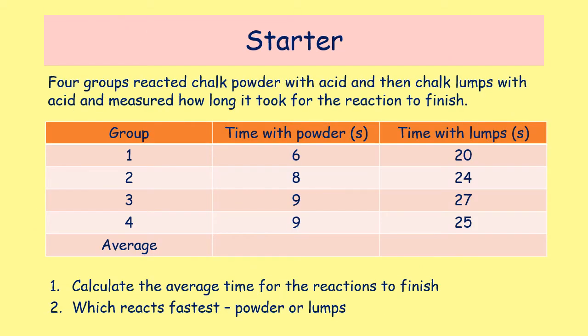Now, here is a numeracy question. What we've got were 4 different groups, and each group did an experiment with powder and each group did an experiment with lumps of chalk, and they recorded how long it took. What I would like you to do is to calculate the average for each of those. So you might want to pause the video while you work that out.